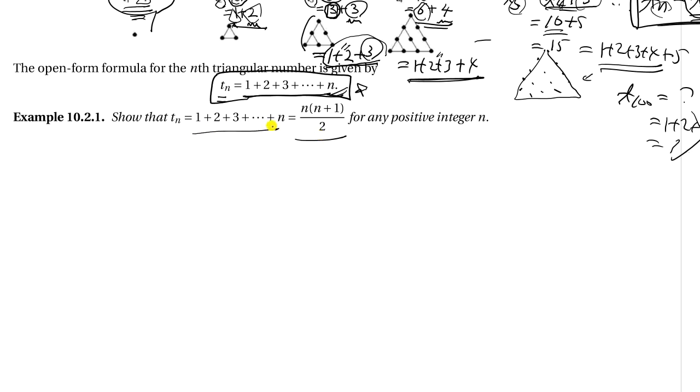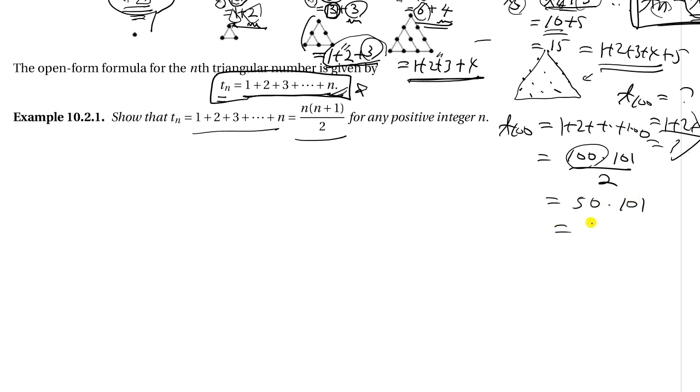So let's look at here. For example, T100, ooh, it's too much, right? Even using calculators, you still have to punch out many things. But if you look at just 100 times 101 over 2, it's much simpler and easier. That is 50 times 101, which means 5050 is the answer. See, it's very fast and easy.